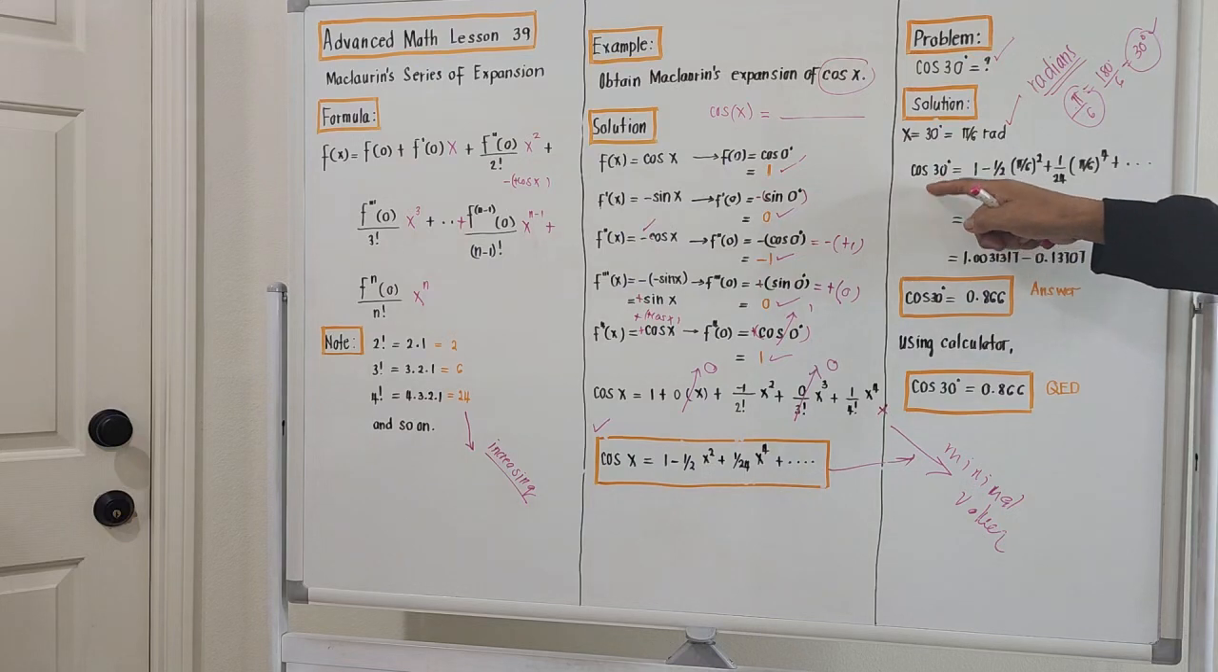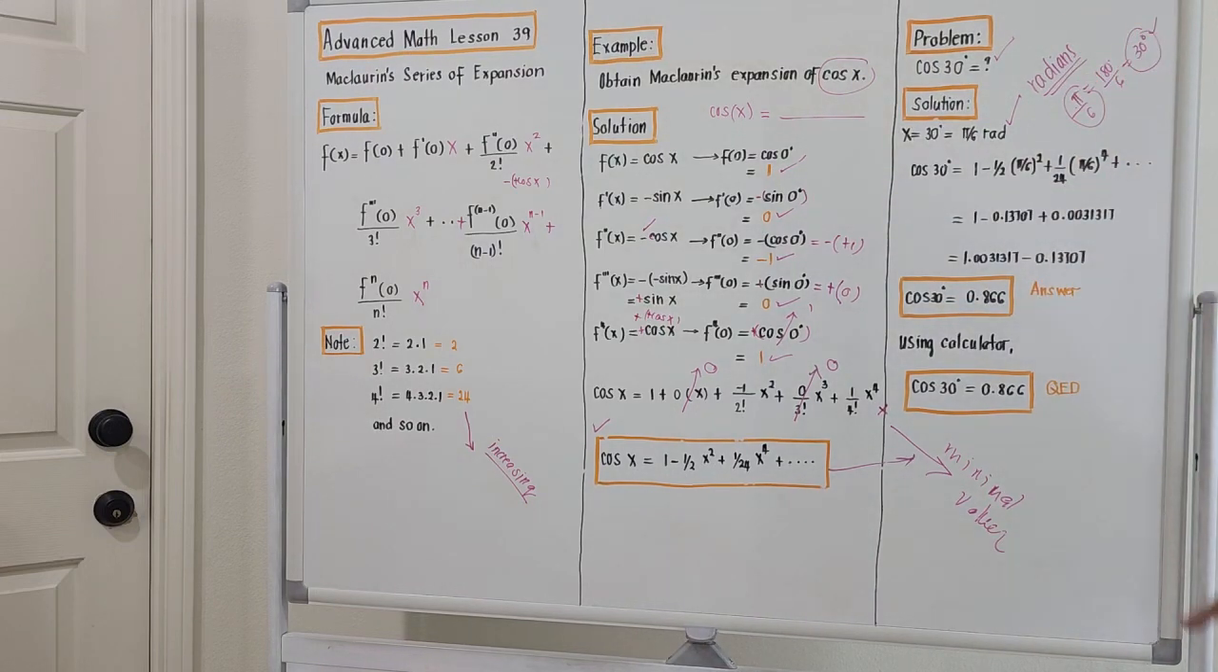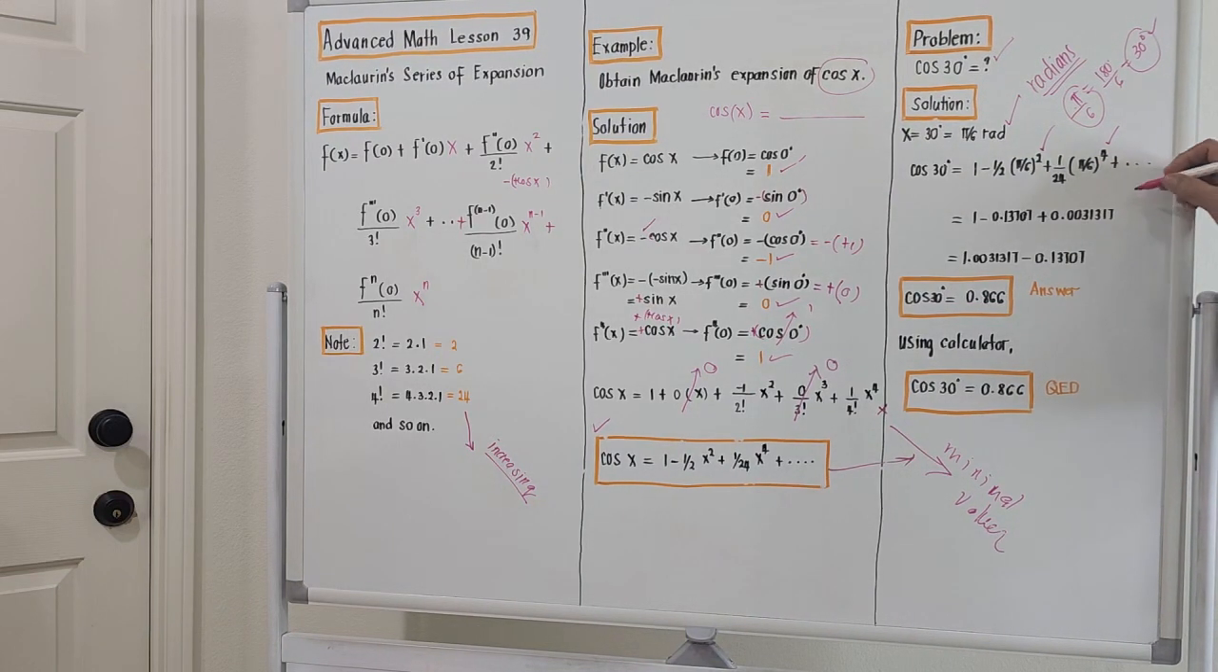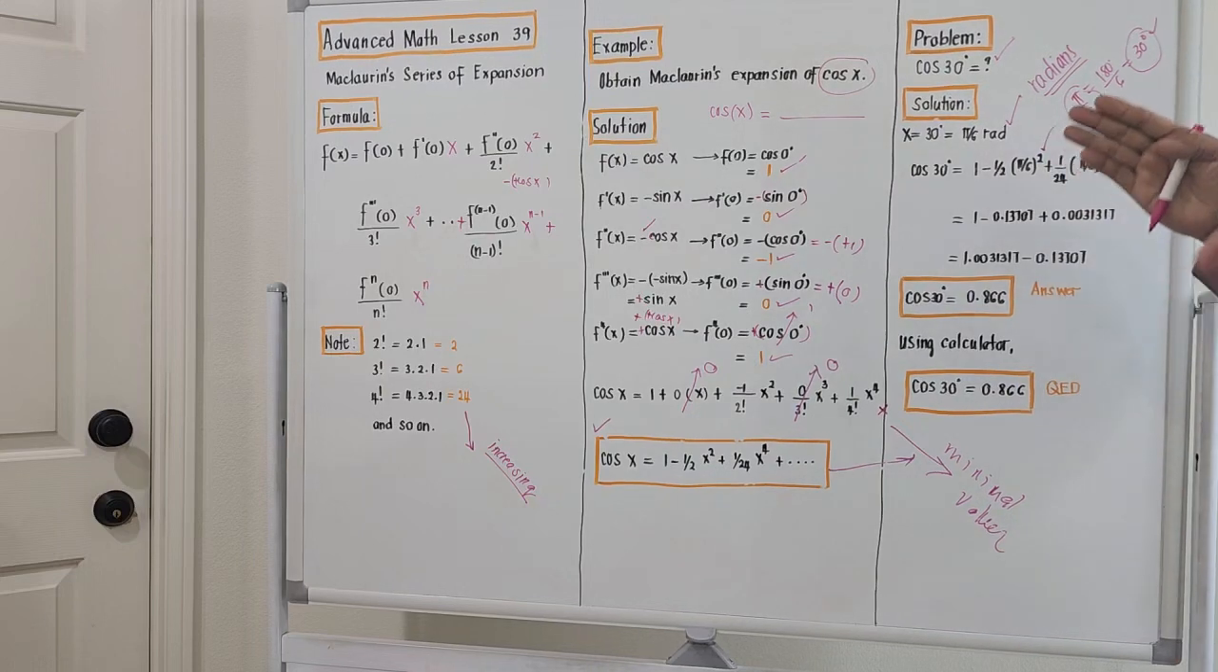Therefore, cosine of 30 degrees, if we try to follow that, will be 1 minus 1 half. What is the value of x in terms of radians? It is pi over 6 quantity squared, plus 1 over 24 times the quantity pi over 6 raised to the 4th power, plus some other values which are minimal. Very minute values already. So if we stop up to x to the 4th, that will be it.